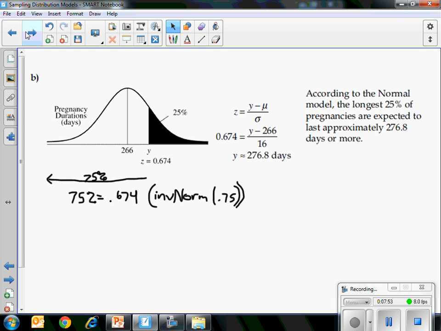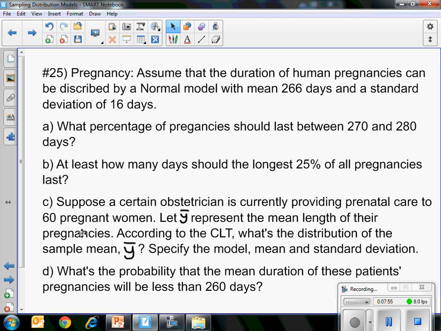So let's go on to the third part. It says, suppose a certain obstetrician is currently providing prenatal care to 60 pregnant women. Let y bar represent the mean length of their pregnancies. According to the CLT, the central limit theorem, which remember tells us normal, what's the distribution of the sample mean, y bar? Then specify the model, the mean, and standard deviation. So again, we have to check to see if we're allowed to use this first.